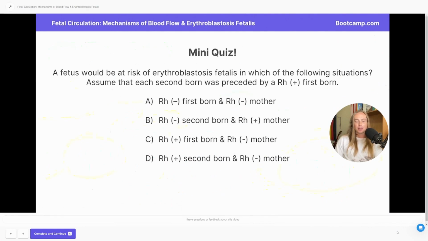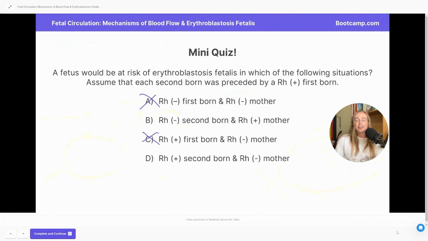A fetus would be at risk of erythroblastosis fetalis in which of the following situations? Assume that each second born was preceded by an Rh positive firstborn. Right off the bat with this one, there's a few things that we can use to easily get rid of a few answers. First, remember that erythroblastosis fetalis never actually affects the firstborn child, so this means we can get rid of A as well as C.